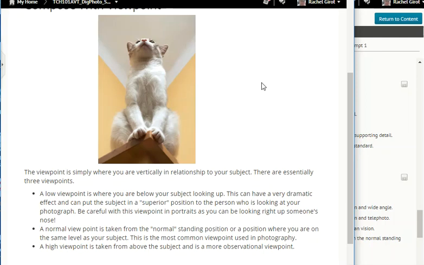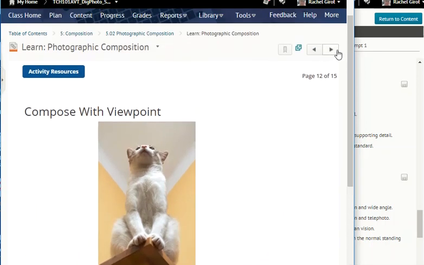A normal viewpoint is taken from the normal standing position, or a position where you're on the same level as your subject. This is the most common viewpoint used in photography. A high viewpoint is taken from above the subject and is a more observational viewpoint. And may I also suggest that when you're taking pictures of people who are older, take a high viewpoint, because it will hide all of our chins. Like when we get older, we get triple chins, and that's the way that it makes us look more slim. We like that.